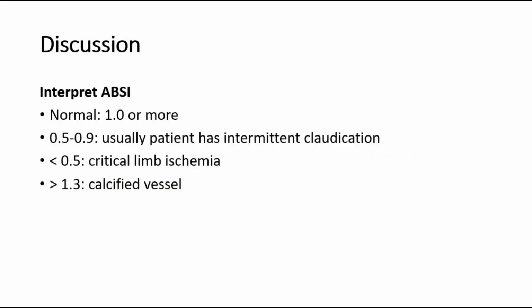So to interpret the ABSI result, normal would be 1.0 or more. 0.5 to 0.9 means that usually the patient will have intermittent claudication. If it is less than 0.5, then it indicates critical limb ischemia. Whereas if it is abnormally high, more than 1.3, it suggests calcified vessels.